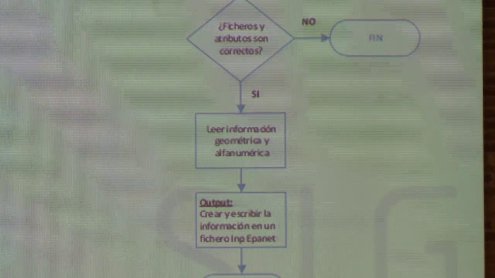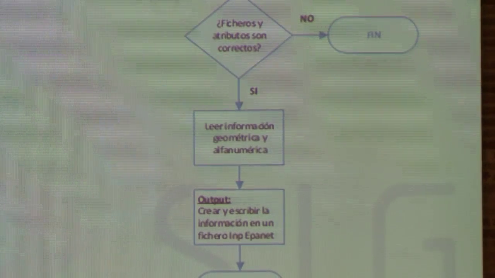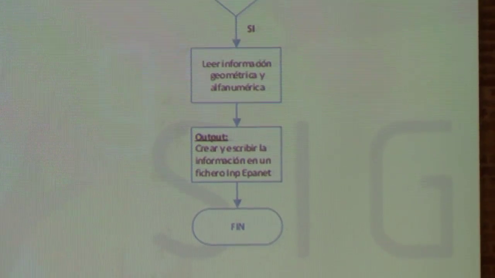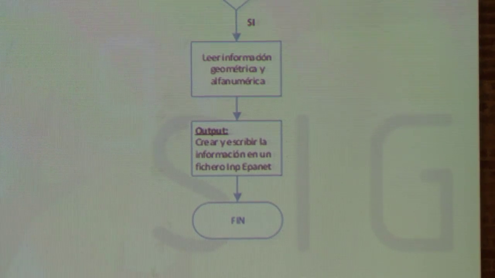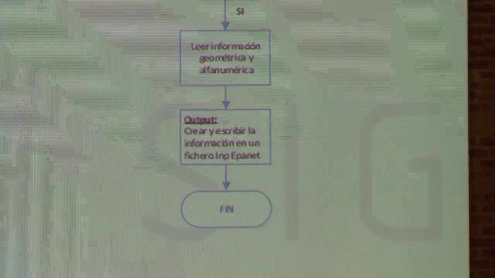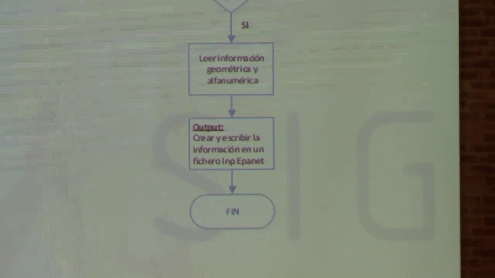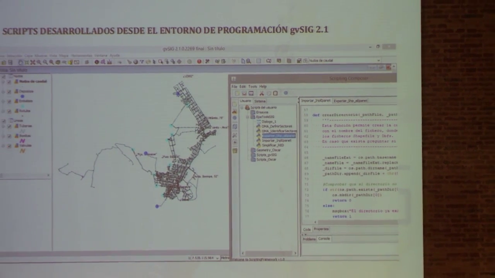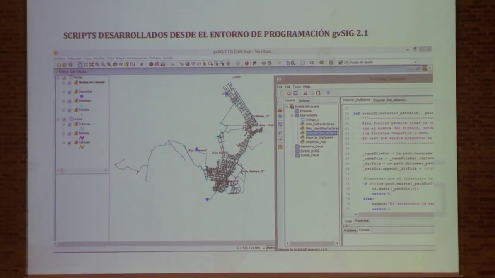If they do coincide or match up, the next thing is to read the geometric and alphanumeric information with the tools of the gvSIG library, and then finally we would write an ENP file which we can actually read in these tables.